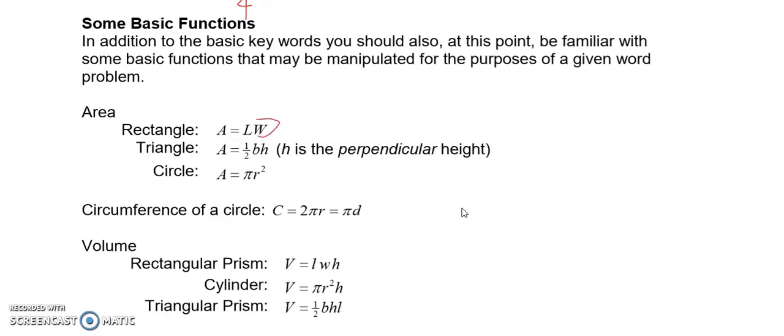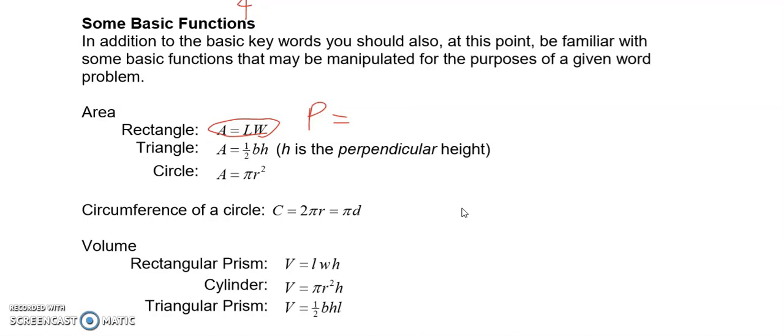Area of a rectangle. That's a pretty obvious one. You should know that one anyway. The area of a rectangle is equal to the length multiplied by the width. Now, sometimes you may also see something called the perimeter of a rectangle. The perimeter, of course, means the distance all the way around.